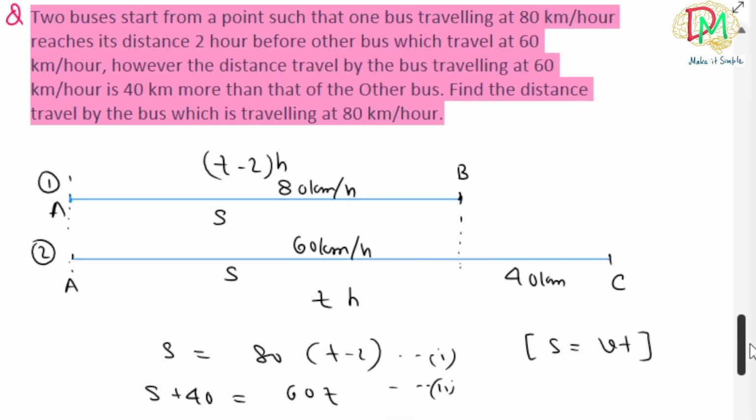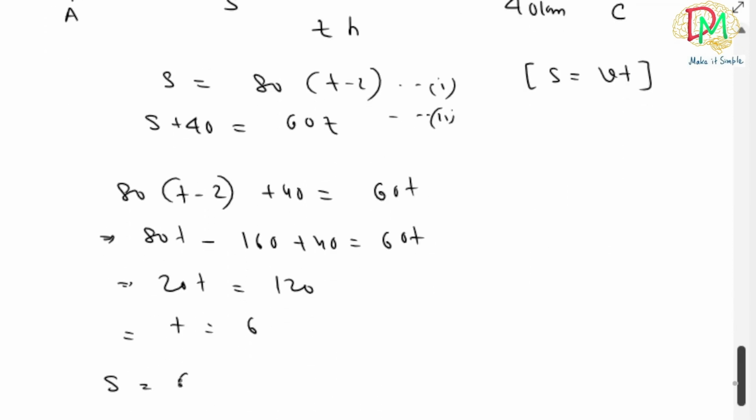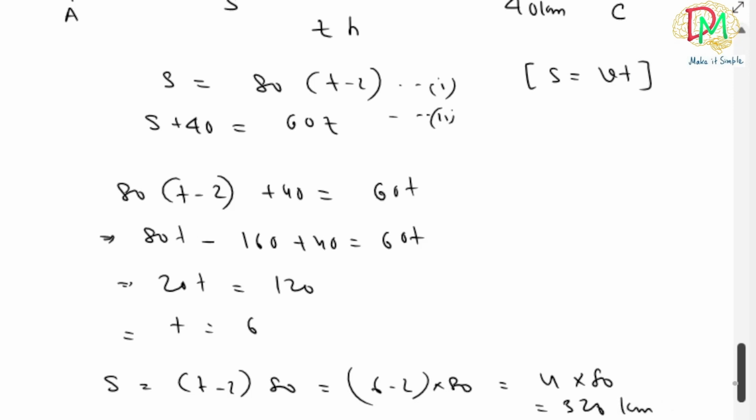So what is the question? Find the distance traveled by the bus which is traveling at 80 kilometers per hour. So T minus 2 times the speed gives the distance it covered. S is equal to T minus 2 into 80, that is 6 minus 2 into 80, which is 4 into 80, so 320 kilometers. This is the answer.